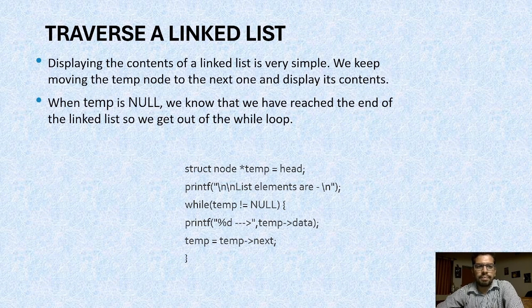Traversal of a linked list. Displaying the contents of a linked list is very simple. We keep moving the temp node to the next one and display its contents. When temp is null, we know that we have reached the end of the linked list, so we get out of the while loop.